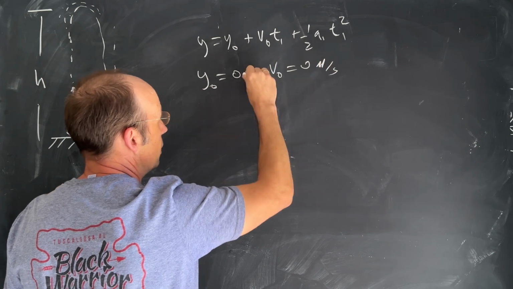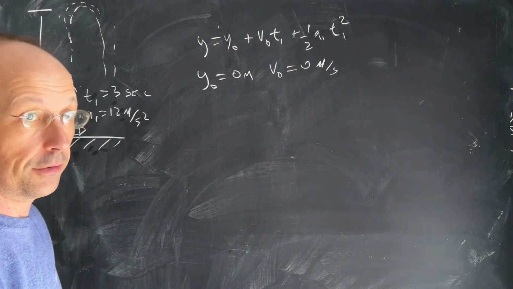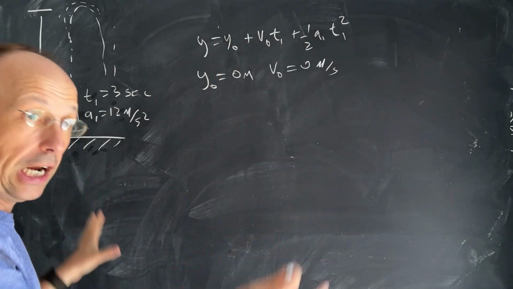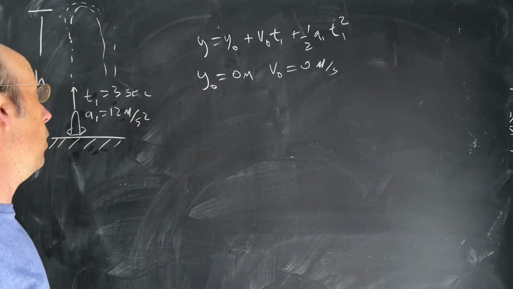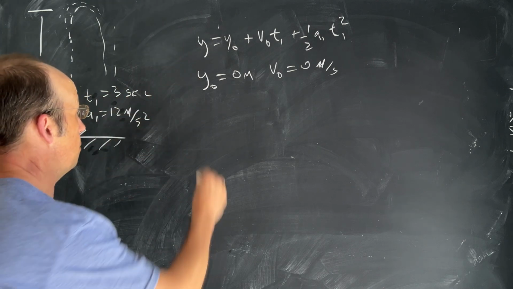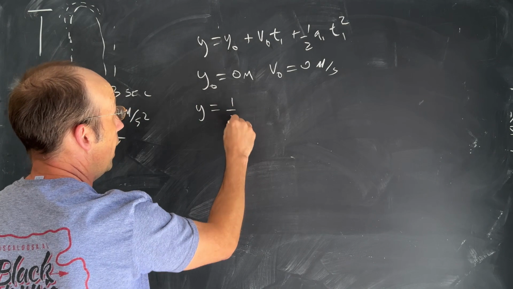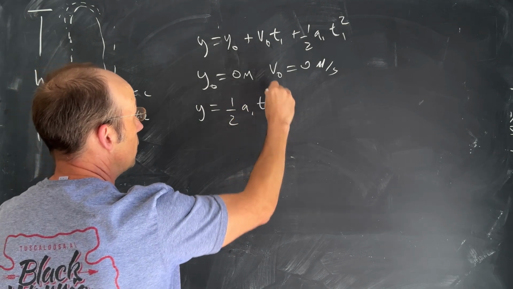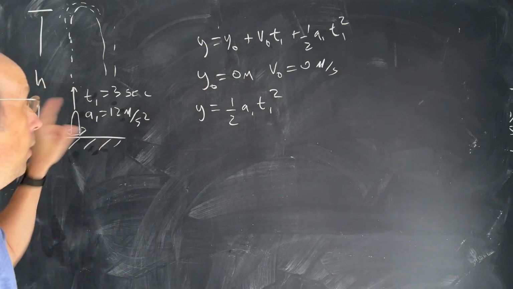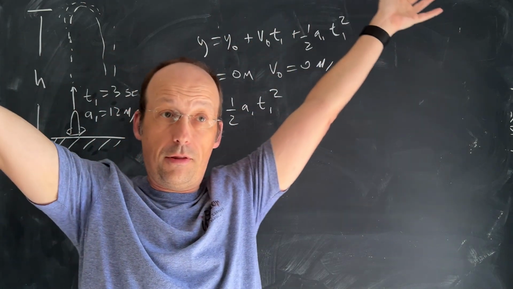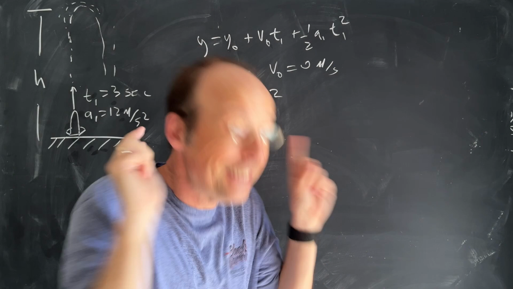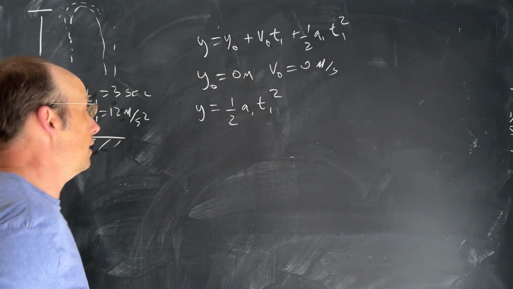Those have units, but I leave those out because I'm space challenged. So can I find out how high it goes? Well, let's put that in right here. y is going to be 0, 0, 1/2 a1 t1 squared. I know a1, I know t1, I'm done. That's the end of the problem. Good job. Actually, it's not the end of the problem.